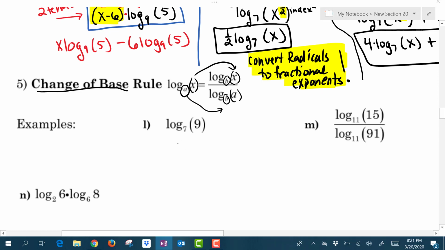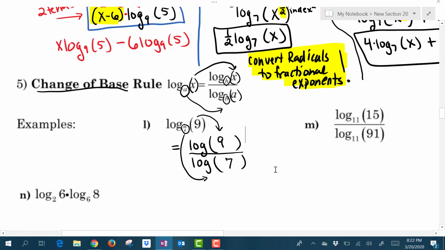So how does this look? Well, for example, if I wanted to change log base 7 of 9 into a different base besides 7, I could rewrite this. Let's say that I want to rewrite this as log base 10. I would have to have log base 10 at the top and the bottom. And then what would go into the top log would be the 9. What would go into the bottom log would then be the 7.